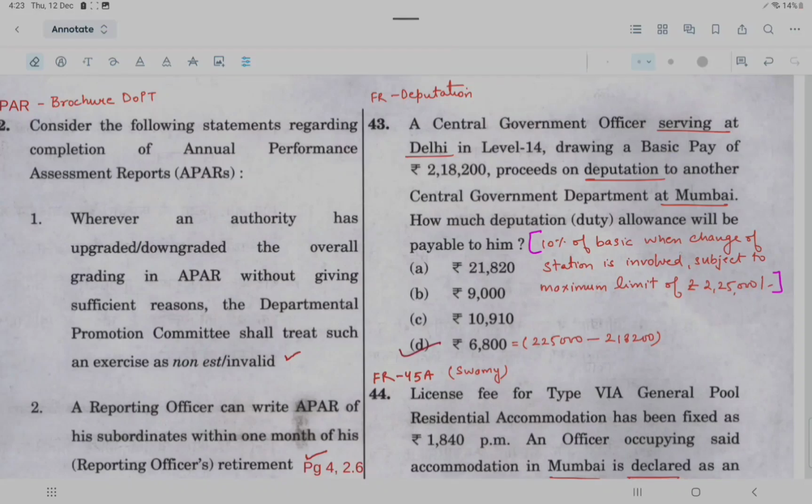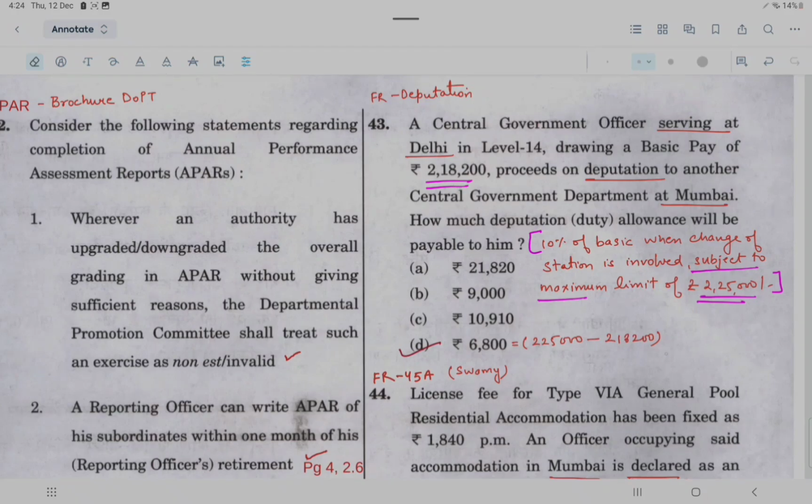10% of basic when change of station is involved is the amount of deputation allowance. Second thing, subject to a maximum of, which is the maximum basic pay given to any government servant except the Cabinet Secretary. This is the maximum basic. So if we add 10% of the basic, it will come to around 21,000.